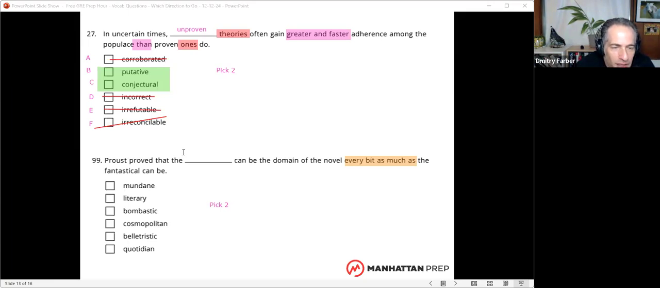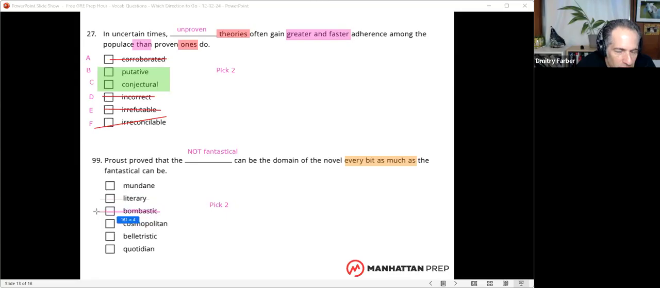So we want something that's not fantastical. Otherwise, we wouldn't be making much of a statement. If they said the magical can be as much as the fantastical, you'd say, aren't those the same? So we want something that shows that contrast. And so literary is a trap. Yes, we're talking about literature, but that doesn't tell us what the author is writing about.